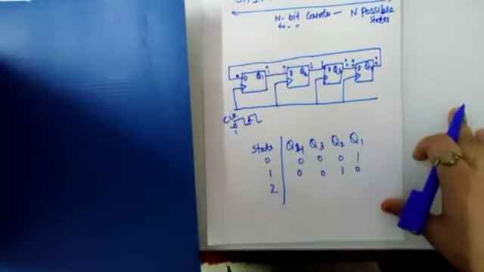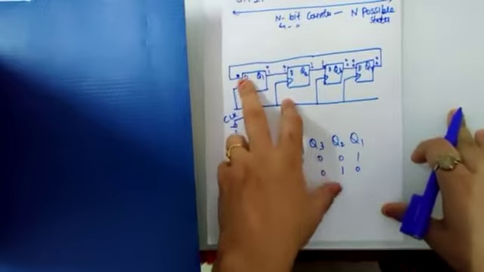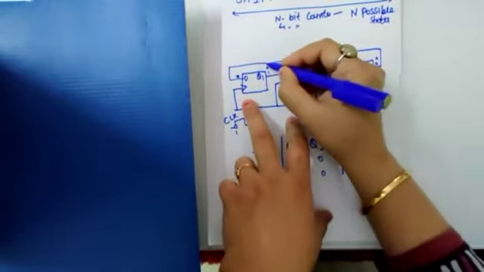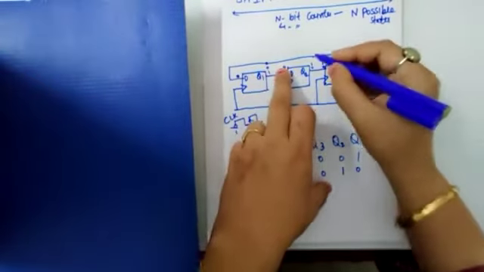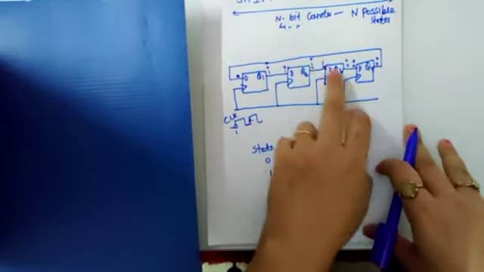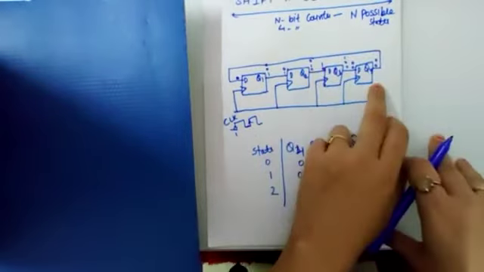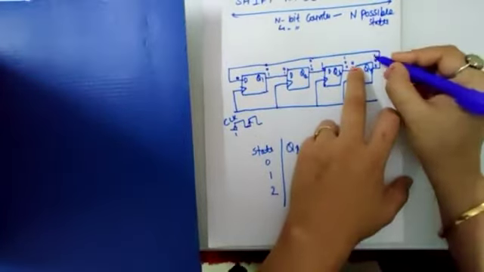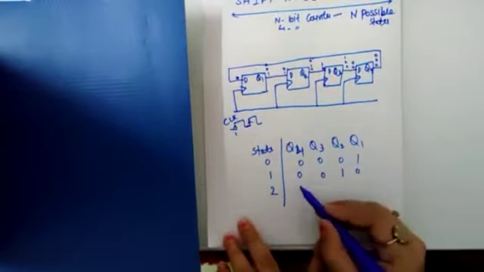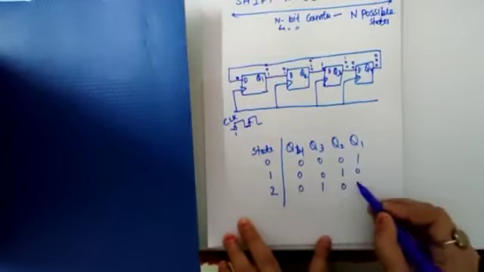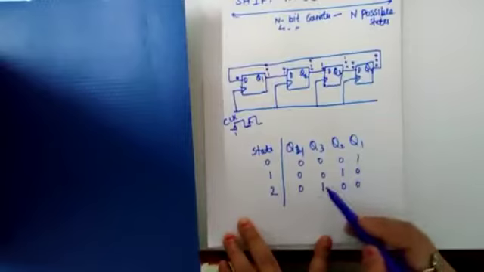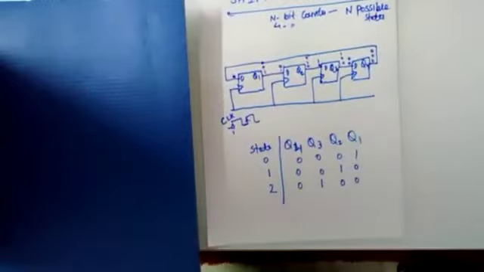Now we can apply the second clock pulse. After applying the second clock pulse, see, the first flip-flop input is 0, output is 0. Second flip-flop input is 0, output is 0. Third flip-flop input is 1, output is 1. Fourth flip-flop input is 0, output is 0. So Q3 is 1, the remaining outputs are 0. So you can see this bit is just shifting to the left. You can make it shift to the right as well. So it is just shifting from one bit to the other.